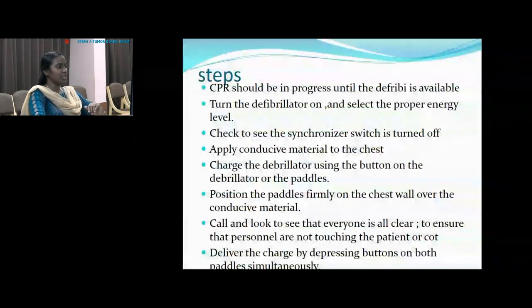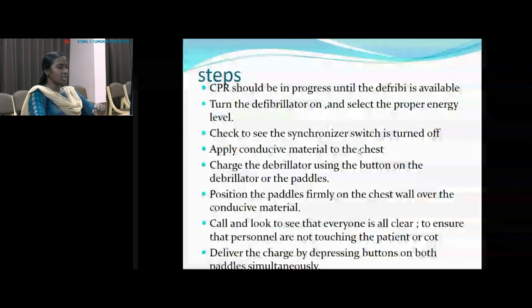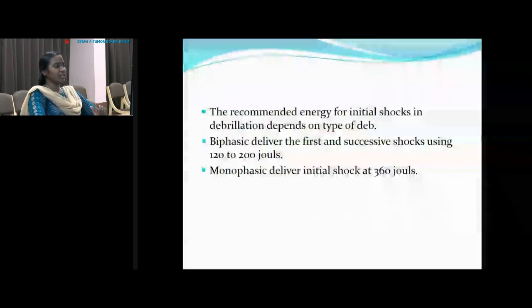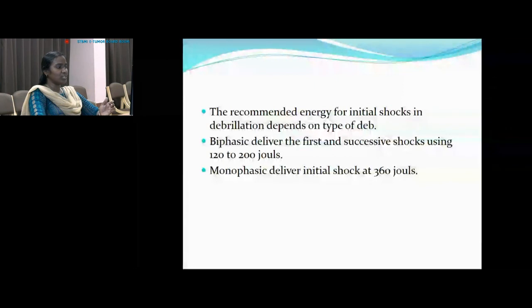Apply conductive material to the chest. Charge the defibrillator using the button on the defibrillator or the paddles. Position the paddles. Call out and look to see that everyone is all clear, that no one is touching the patient or the cot. To ensure that personnel are not touching the patient or cot, deliver the charge by depressing the buttons on both paddles simultaneously. The recommended energy for the initial shock: if you provide biphasic delivery, the initial shock is 120 to 200 joules. If we provide monophasic delivery, the initial shock is 360 joules.